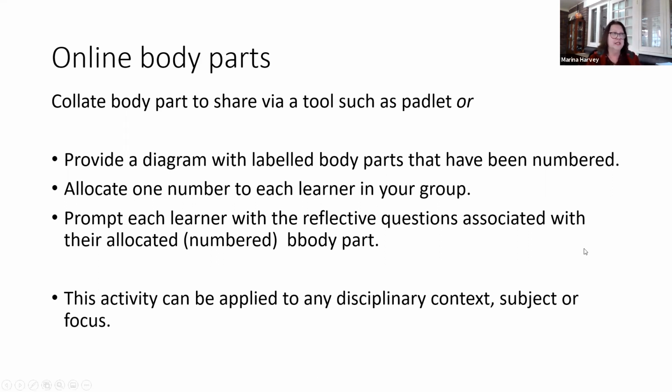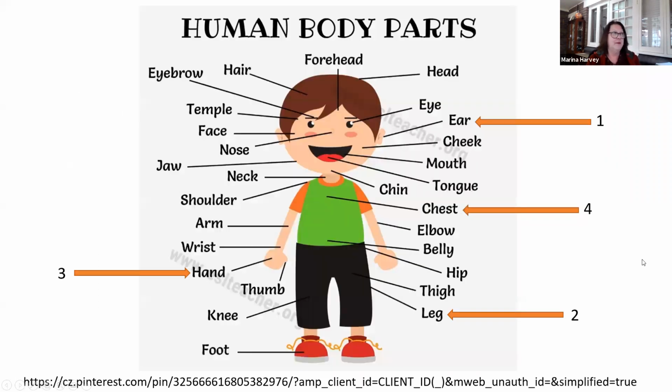So with my colleagues today, everybody has a body part and I've got this simple diagram. I'm going to ask the person who was allocated number 1, and that is the ear, to say something about what they have heard recently about reflection for learning that has impacted them. So number 1, please.